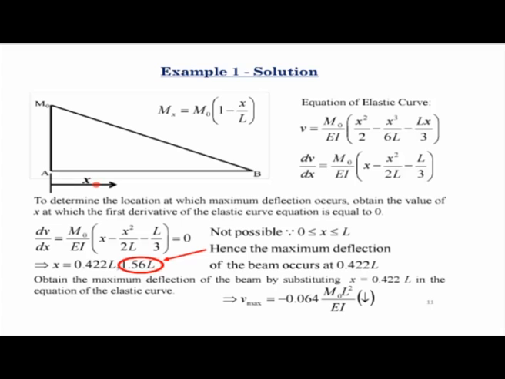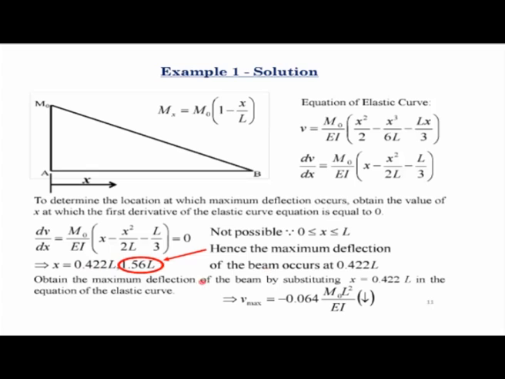That value of x has to be within the range of 0 to L. So x cannot be 1.56L. In other words, the equation of this elastic curve will have either a maximum or minimum value at 1.56L, but for the problem that we are solving, this is not applicable because it is not within the range of applicable values of x. So x equal to 0.422L is the location at which the maximum deflection will occur.